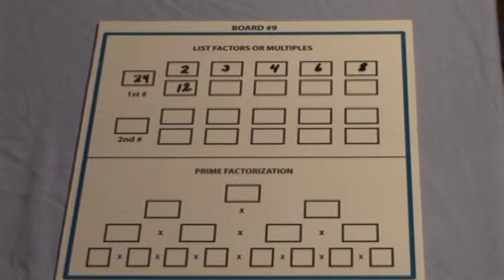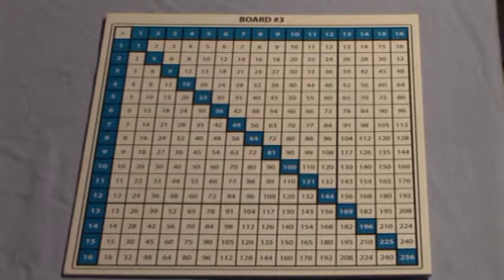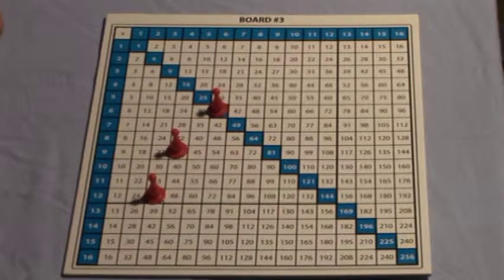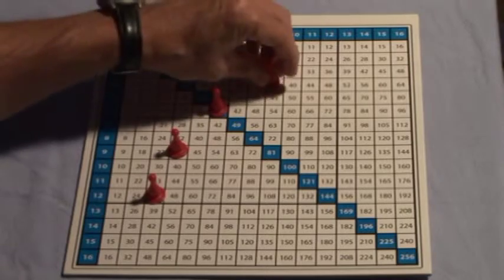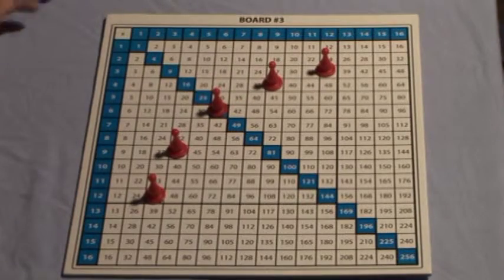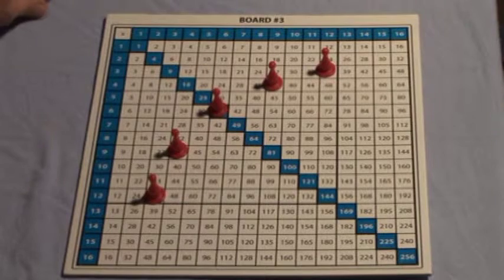Going back to board number 3, we will now replace each of the factors for 24, this time using the factors for 36. So each time we see the number 36 appear on this board, we will place a red pond marker. So what we have to do is take each of the blue pond markers and place them on the factors that give us the number 36.